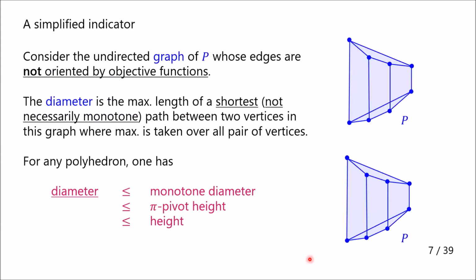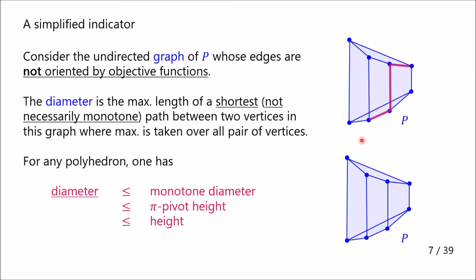Another important indicator, a simplified indicator, is the diameter, which is the focus of this talk. Now let us consider the undirected graph of P, where edges are not oriented. The diameter of P is then defined as the maximum length of the shortest path between two vertices in this graph, where the maximum is taken over all pairs of vertices. For example, the diameter of this polyhedron P is 3. For this pair, the shortest path length is 3, and this is the maximum.